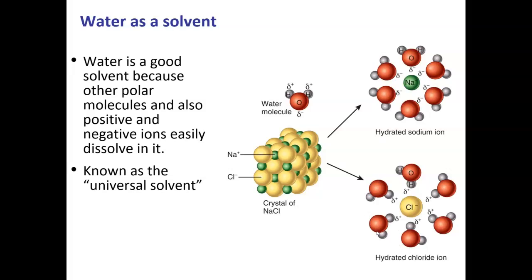Okay, water. We talked about ionic bonds, like the ones holding sodium and chlorine together in salt. They come apart in water, and so those ions, the sodium and chlorine ions, they dissolve in water just fine, because a negative ion is attracted to the positive ends of the water molecules. The positive ion is attracted to the negative ends of the water molecules, so those ions dissolve in water just fine.